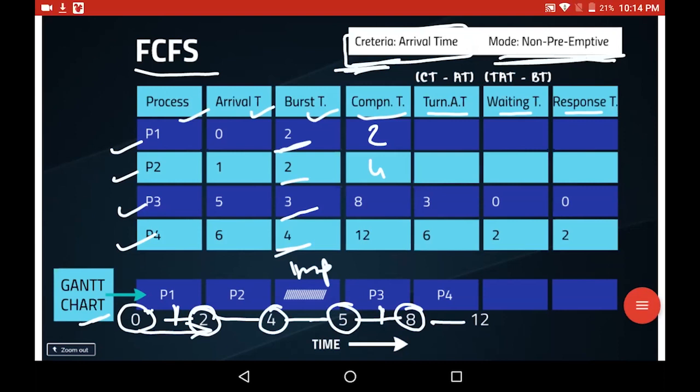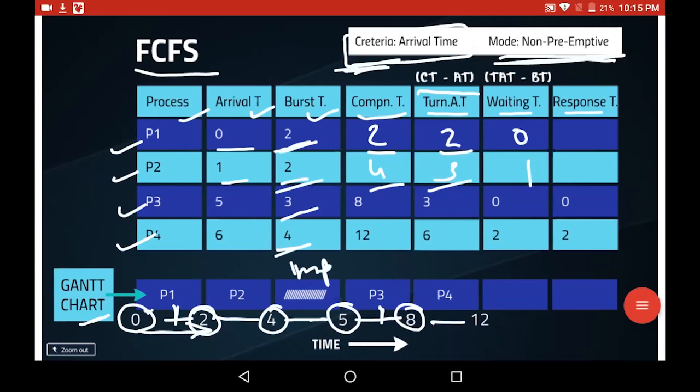Then we calculate turnaround time, which is completion time minus arrival time. Completion time 2 minus 0 is equal to 2. 4 minus 1 is equal to 3. Similarly, you can calculate the others. Waiting time is calculated by subtracting burst time from turnaround time. So 2 minus 2 is equal to 0. 3 minus 2 is equal to 1.